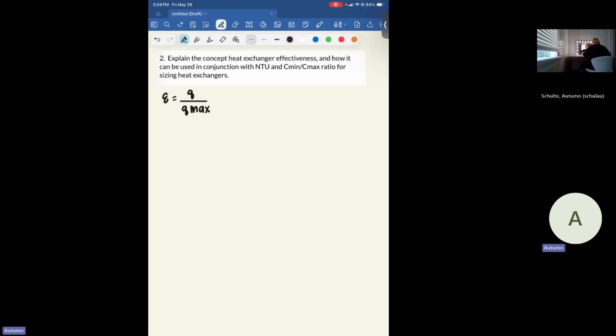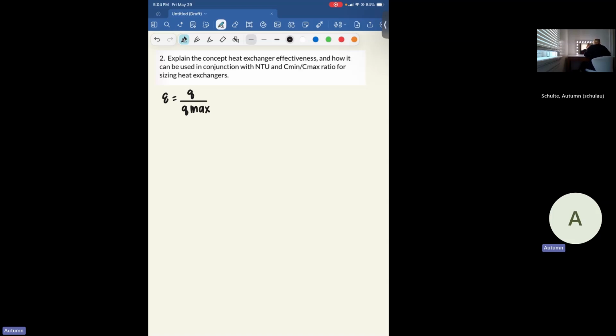And one thing I forgot to mention before that I'd like to bring up now is the importance of how fast our fluid is flowing. So that flow rate is very important. If, let's say, your cold stream was flowing very slowly while your hot stream was flowing very quickly, you're going to have a greater heat transfer from that hot stream to that cold stream, and vice versa.